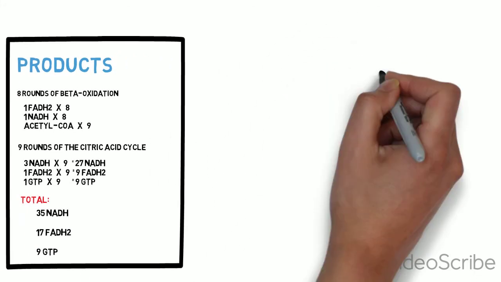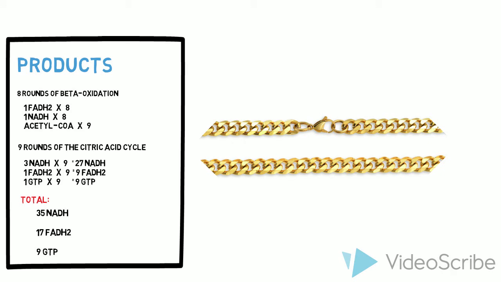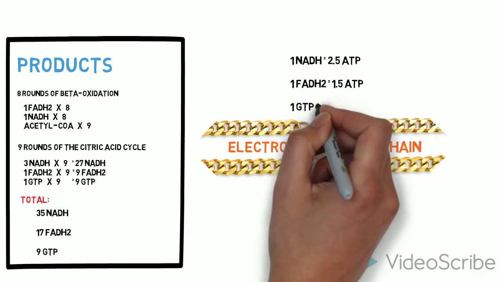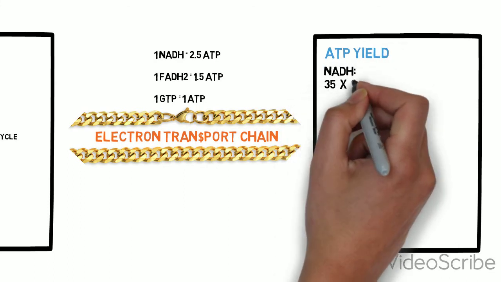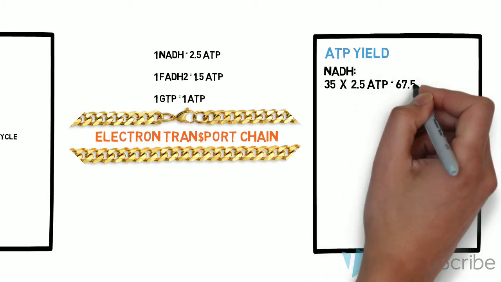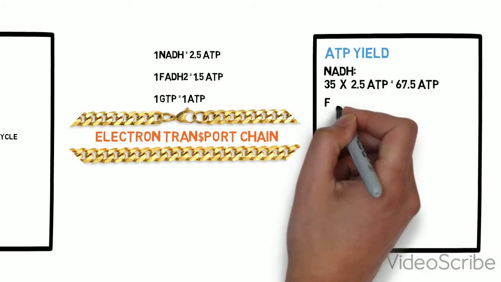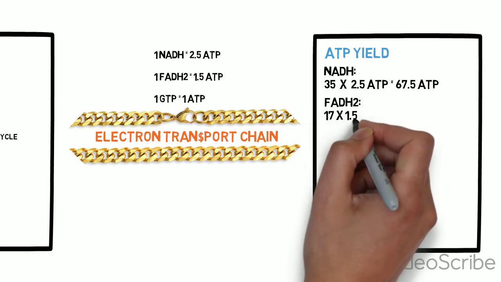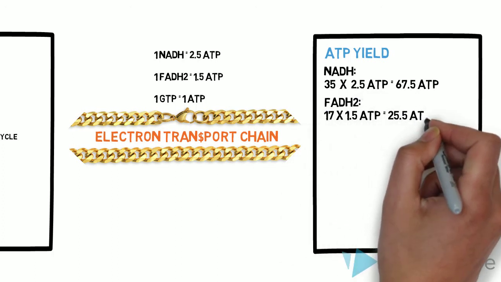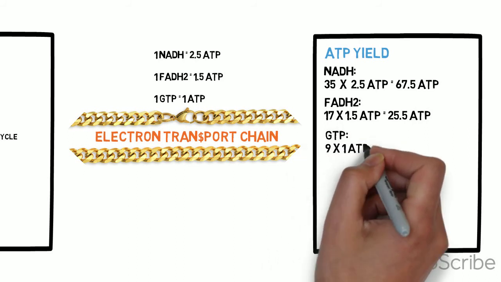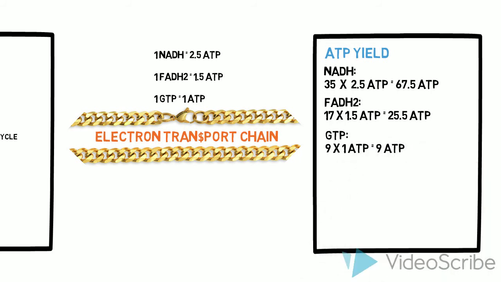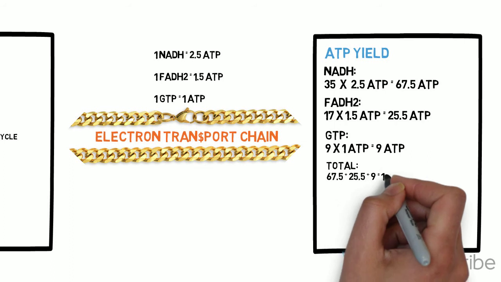Now, in the electron transport chain, 1 NADH gives us 2.5 ATP, 1 FADH2 gives us 1.5 ATP, and 1 GTP gives us 1 ATP. Let's start with NADH. 35 times 2.5 gives us 67.5 ATP from NADH. For FADH2, 17 times 1.5 gives us 25.5 ATP from FADH2. And lastly, for GTP, 9 times 1 gives us 9 ATP from GTP. So this gives us a total of 122 ATP.